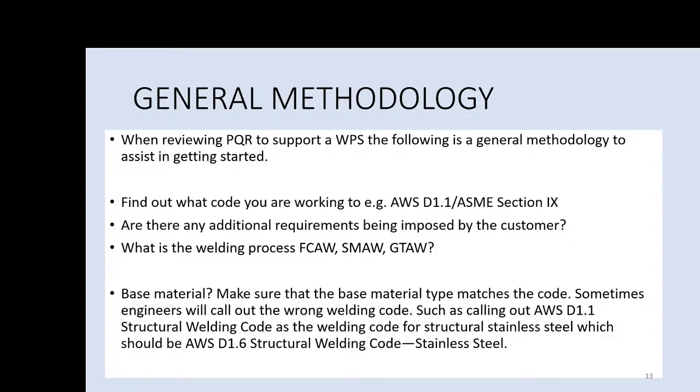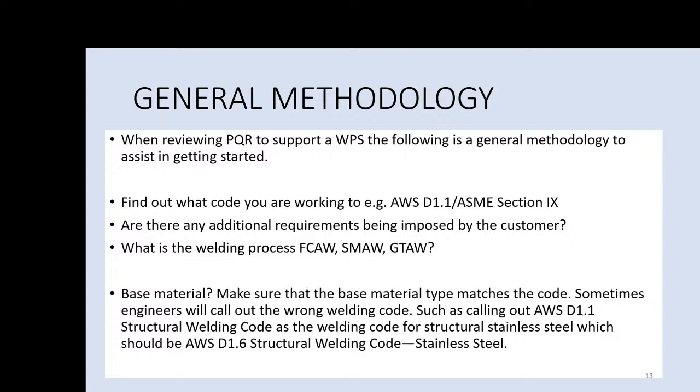Make sure the base material matches the code. I always check this out. Sometimes engineers will call out the wrong welding code. I was doing hydraulic cylinders, one of my first jobs, and our client called out AWS D1.1 for hydraulic cylinders. Well, it doesn't really fit. D1.1 is for buildings, structural steel. It doesn't fall into hydraulic cylinders.